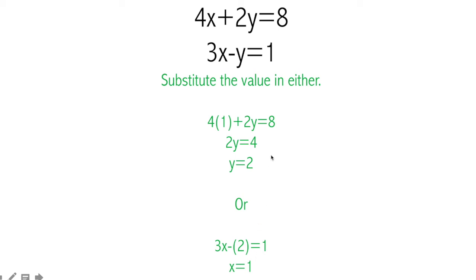A quick way to verify whether your answers are correct is, in this case, we got the solutions x is equal to 1, y is equal to 2. Quickly substitute into your original equations and see whether you get the same result. 4 into 1 is 4, plus 2 into 2 is 4, 4 plus 4 is 8, it checks out. 3 into 1 is 3, minus 2 is 1, so it also checks out.